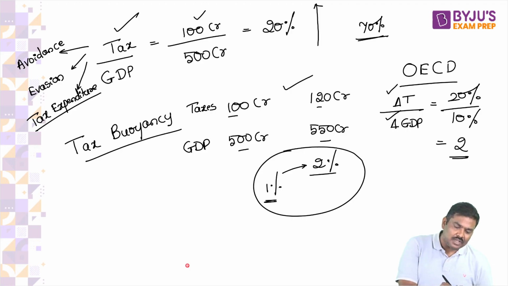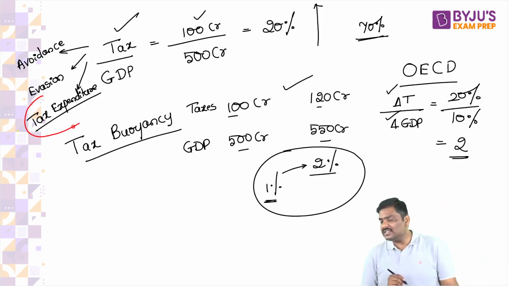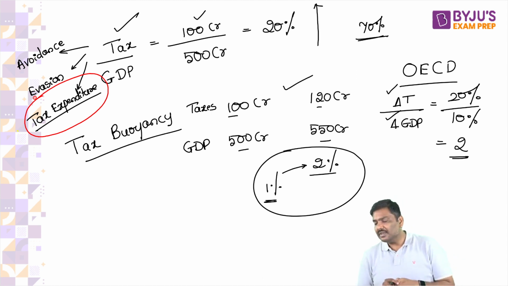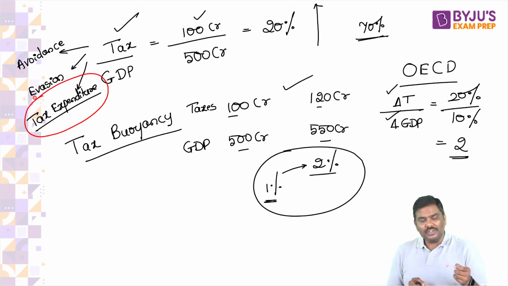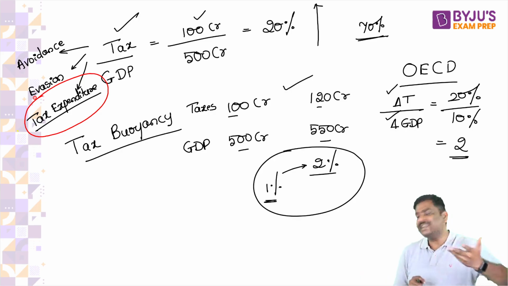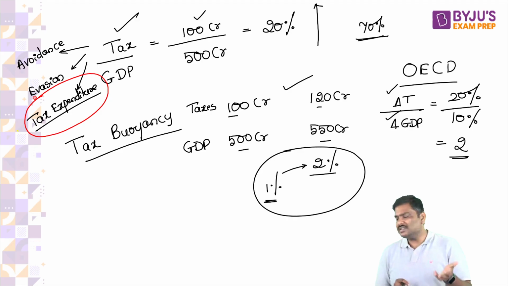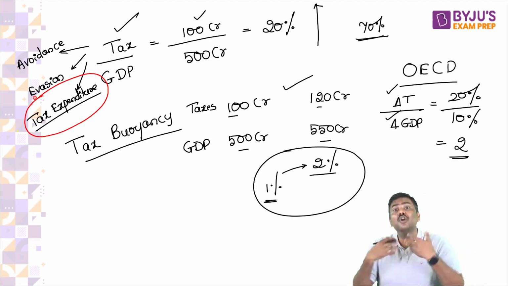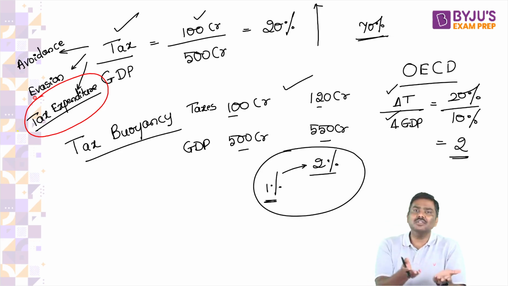Please tell me, can I also say one of the reasons why tax to GDP ratio is lower in case of India can be tax expenditure? One of the reasons why tax to GDP ratio could be lower in India is because of tax expenditure. Right? Of course, yes. Because whatever revenue they were supposed to collect, they will not collect. Right? Because of certain rebate.